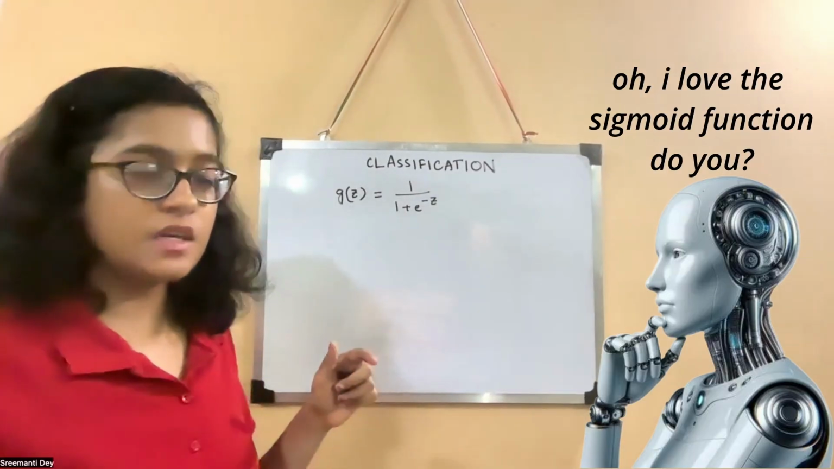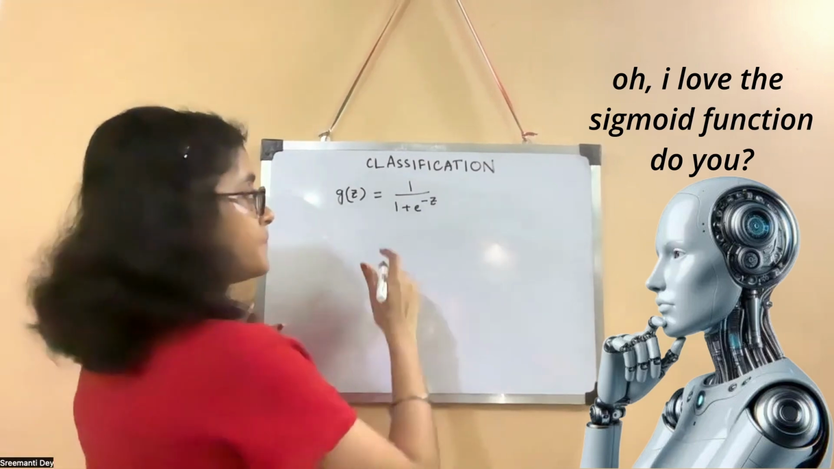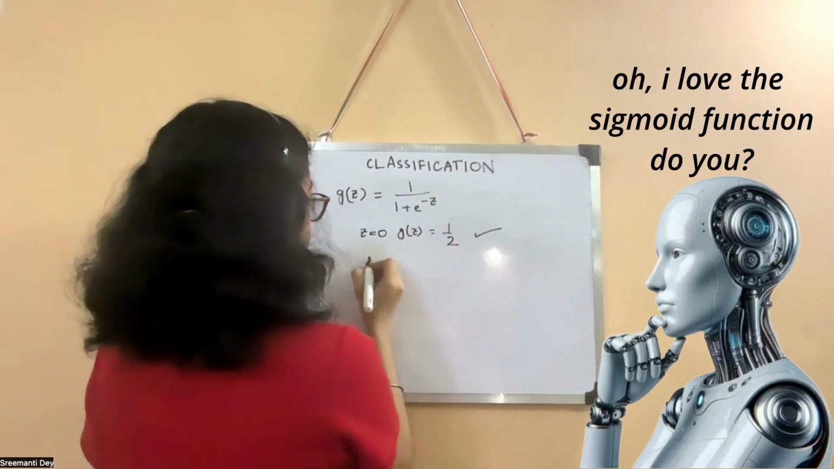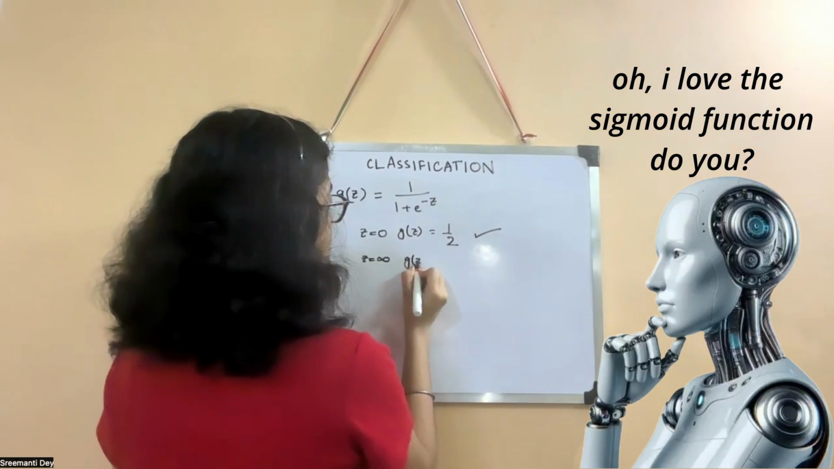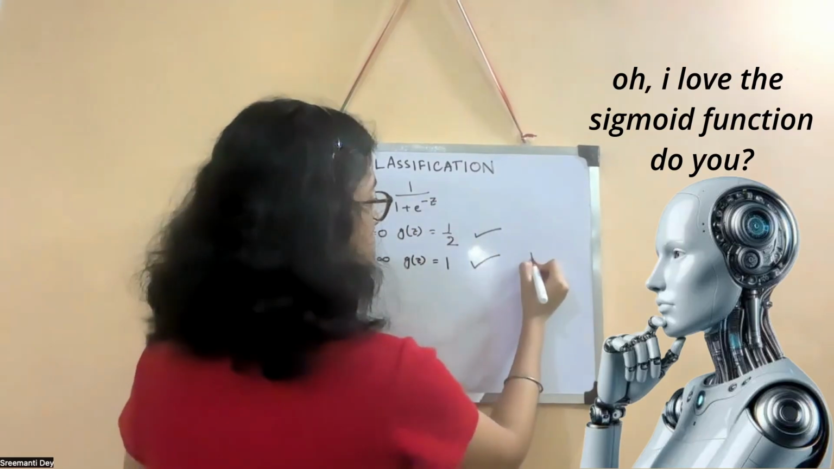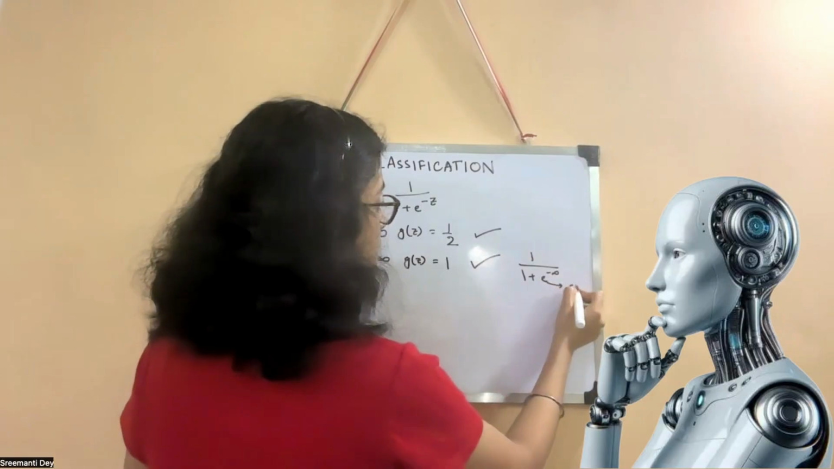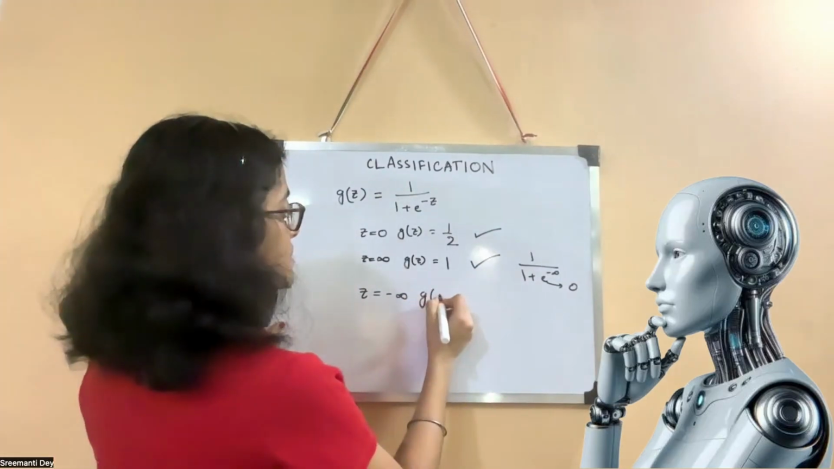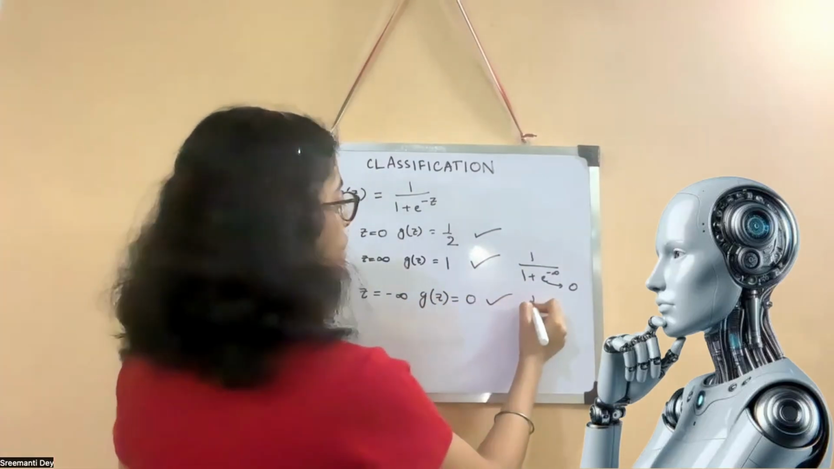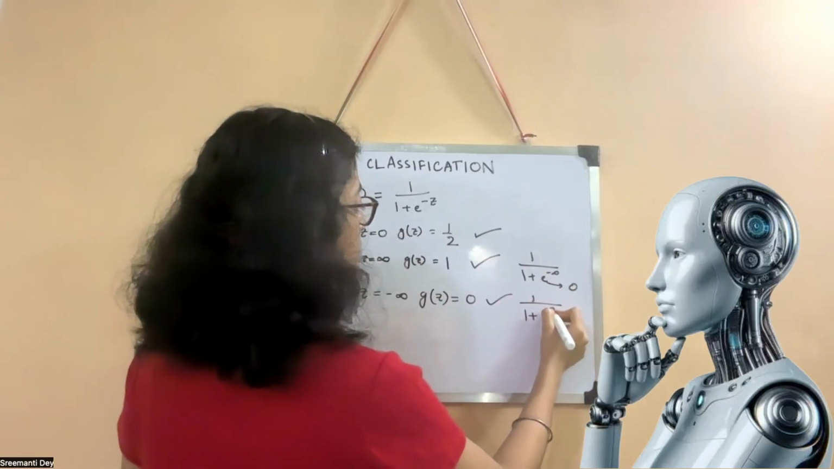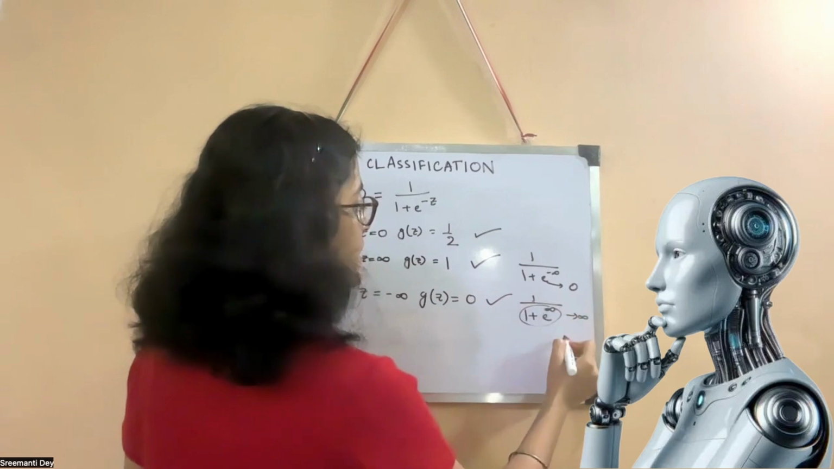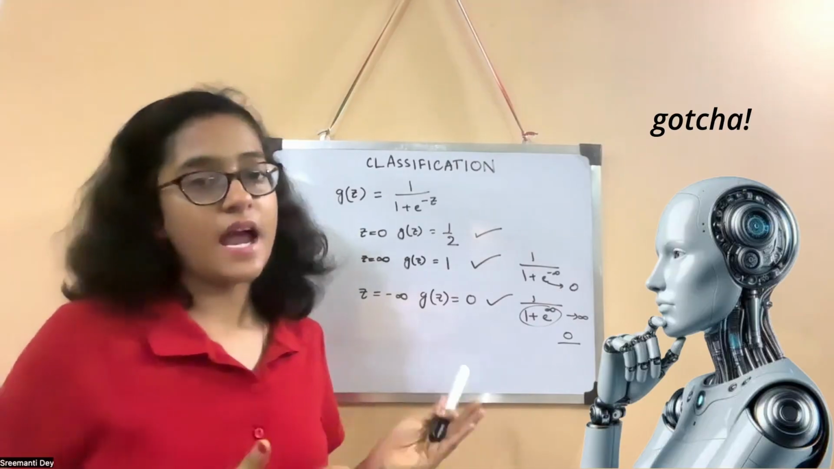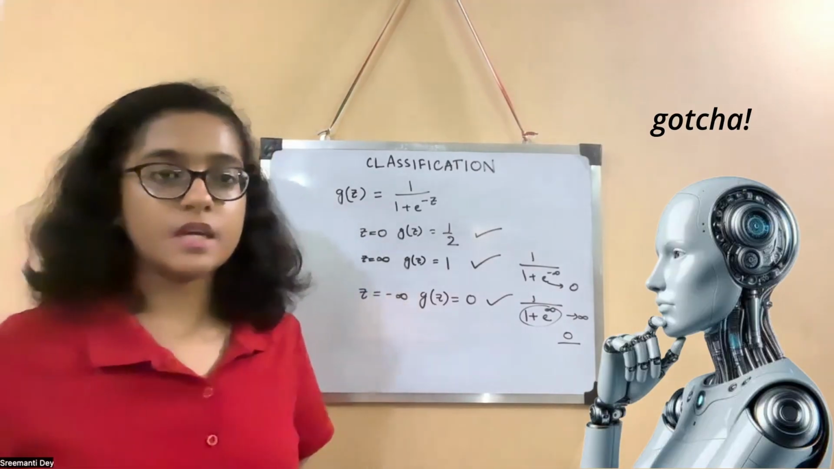So let's put in the values and see if it satisfies the conditions, as we just saw. If z equals 0, then what is g(z)? It is half. Perfect. If z is infinity, g(z) is 1, because 1 by 1 plus e to the power minus infinity, this would tend to 0, so we have 1. And if z is minus infinity, then g(z) is equal to 0, because 1 by 1 plus e to the power infinity tends to infinity, so 1 by infinity is 0. So now we have a function which satisfies all these points. Now we have our ideal function.